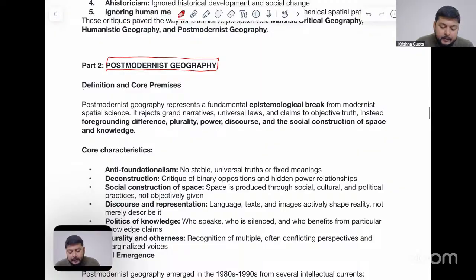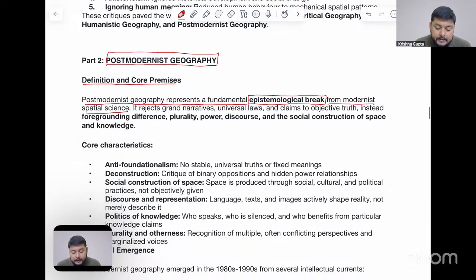Now, looking at the definition and core premise, postmodernist geography represents a fundamental epistemological break from modernist spatial science, where it rejects the grand narratives, universal laws, and claims to objective truth, instead foregrounding differences, plurality, power, discourse, and the social construction of space and knowledge.